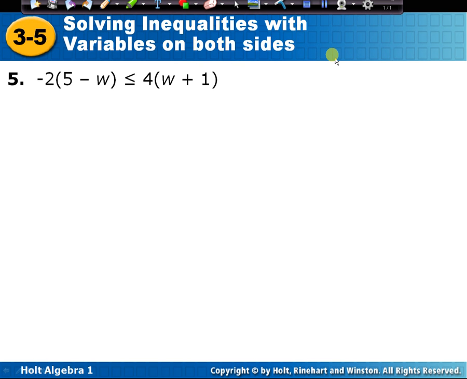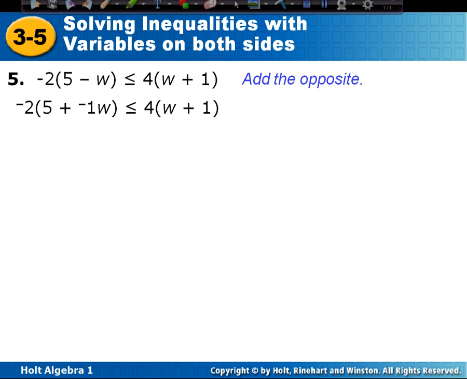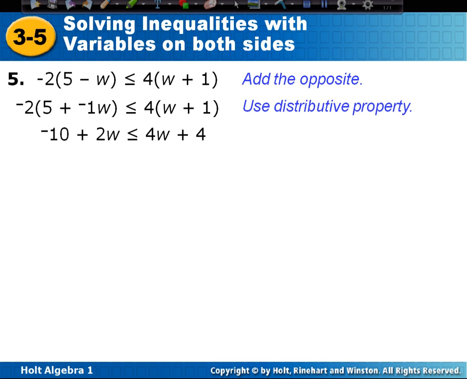Hopefully you've had a minute to try this one on your own and you've paused the video. Let's see if you got it correct. They're going to go ahead and add the opposite here. They're going to say plus negative 1w instead of minus w. Then they're going to distribute the negative 2 and the 4. And I would prefer that you put your arrows, even though it's on the PowerPoint. We said negative 2 times 5 is negative 10. Negative 2 times negative 1w is positive 2w, is less than or equal to 4 times w is 4w, and 4 times 1 is 4.